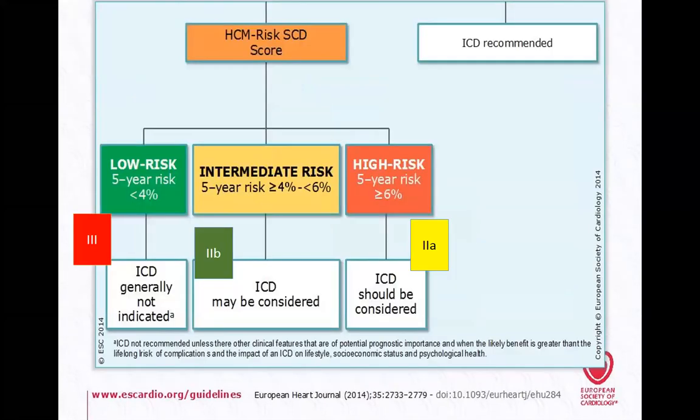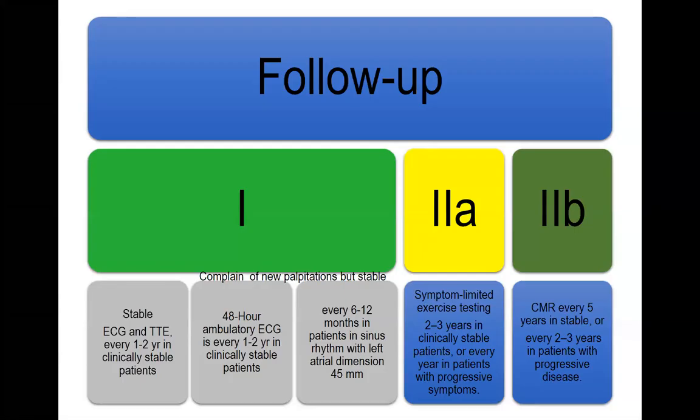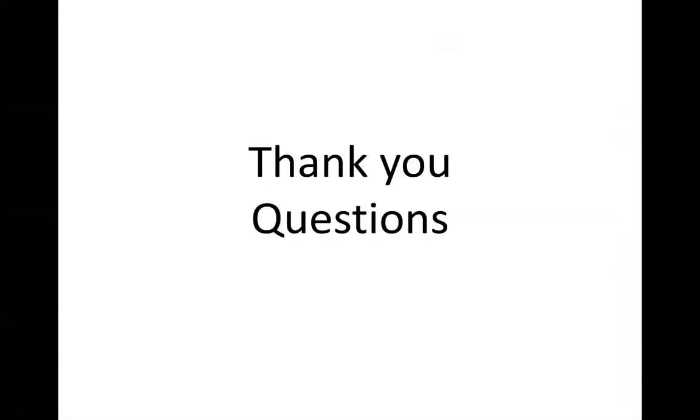Then you assess the risk: low risk, intermediate risk, high risk. If the patient is high risk, then you do primary prevention ICD, class 2A; intermediate risk, 2B. If the patient is low risk, you don't need to do ICD. You follow them up with ECG, TTE, and 24-hour Holter every 6 to 9 months, or 6 to 12 months, and symptom-limited exercise testing every 2 to 3 years.